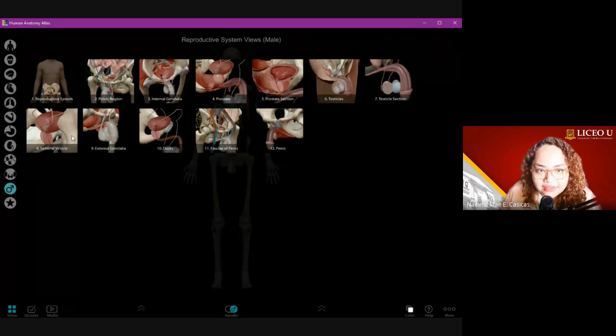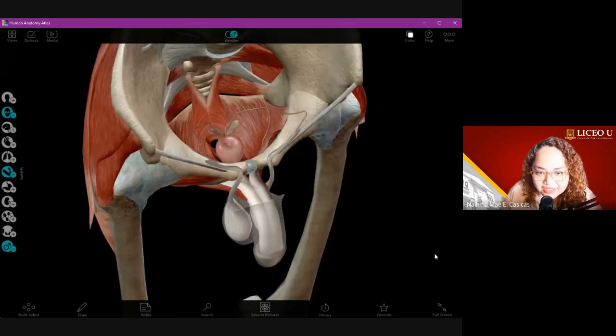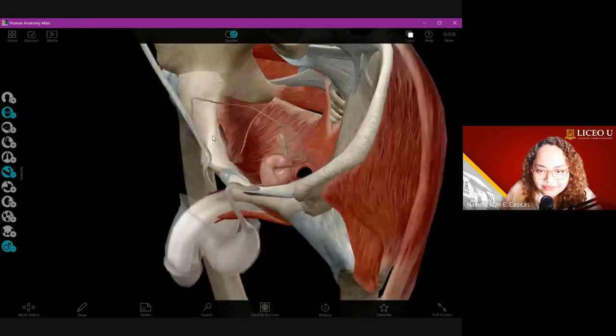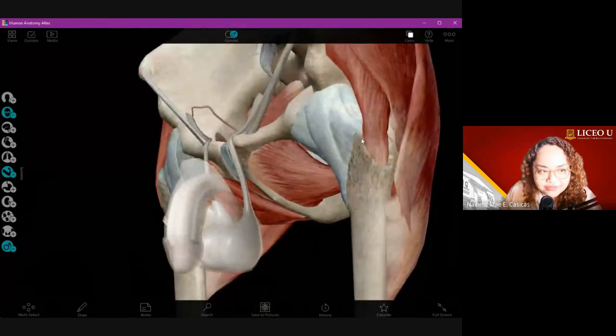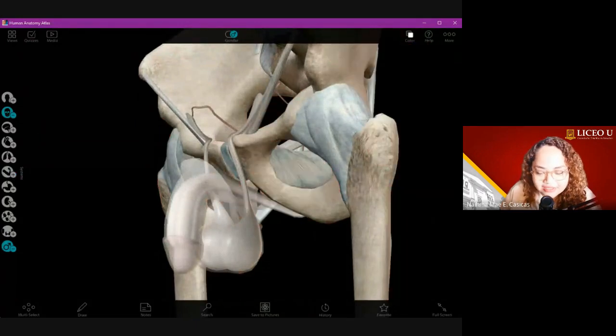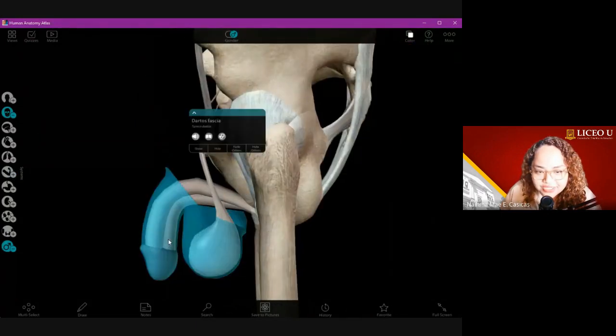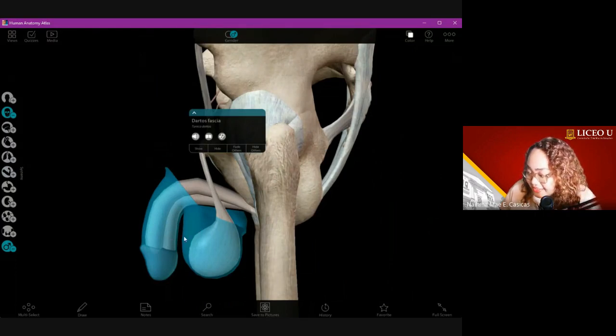Let's start with the male. For the male, it's very obvious, no? Let's remove the muscle parts. Ayan. You have your scrotum, the ductus fascia. That's basically the covering of it.